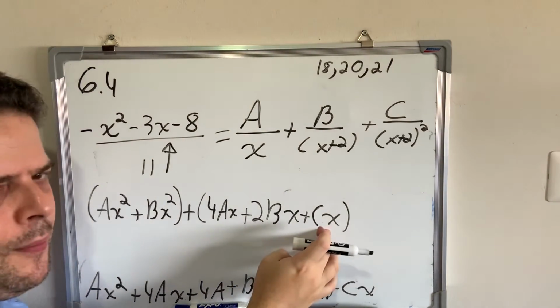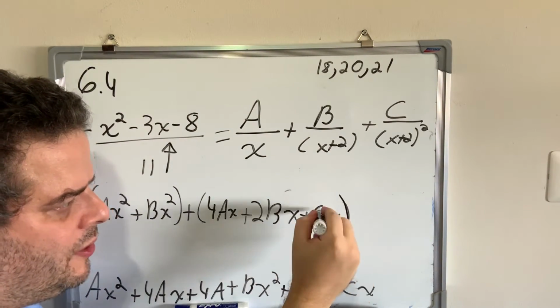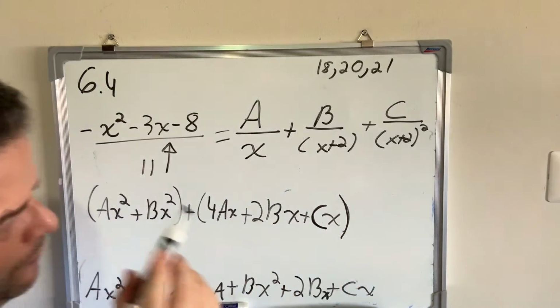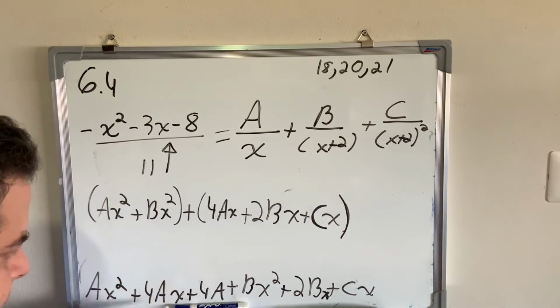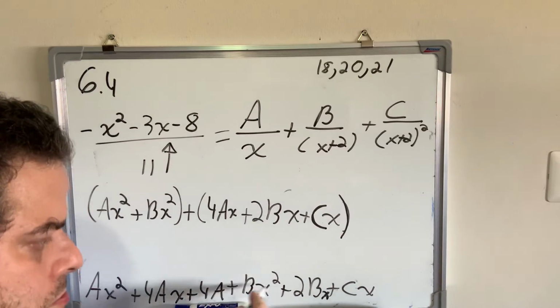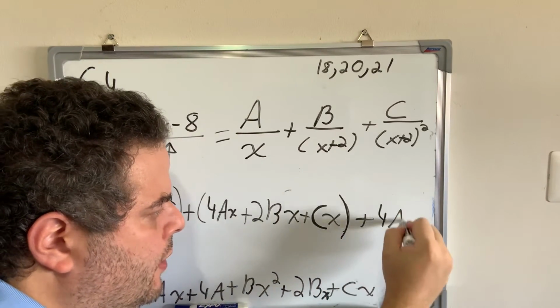Even though this looks like a parentheses, that's actually a very ugly C. Now you're gonna look for the terms that do not have x's. This has an x, this has an x. 4a, that's it, I'm done.